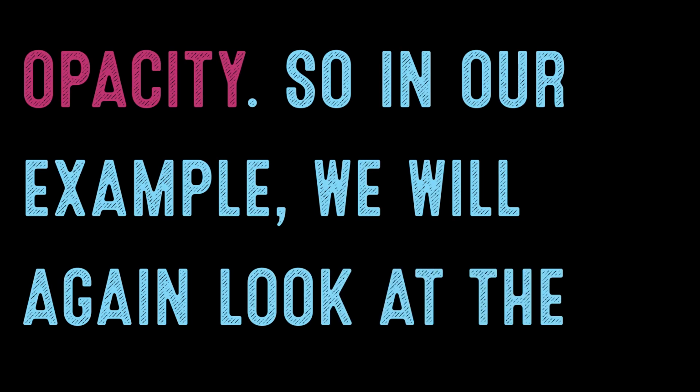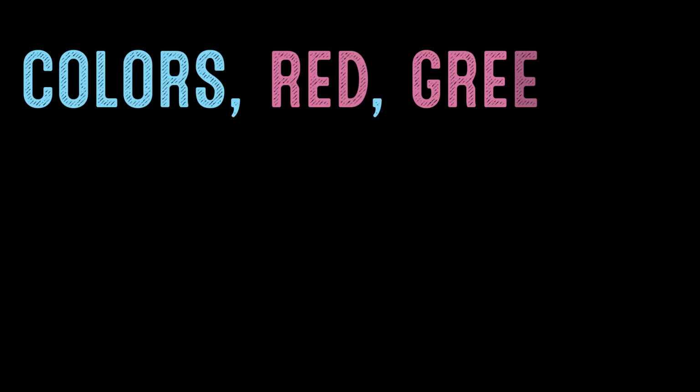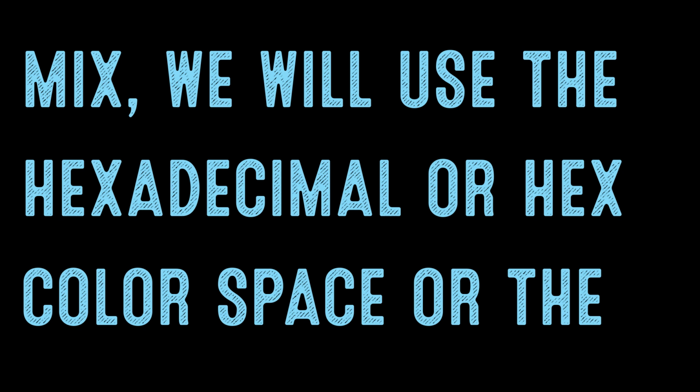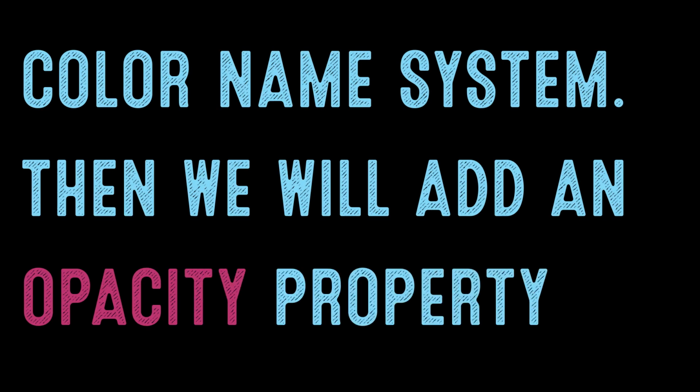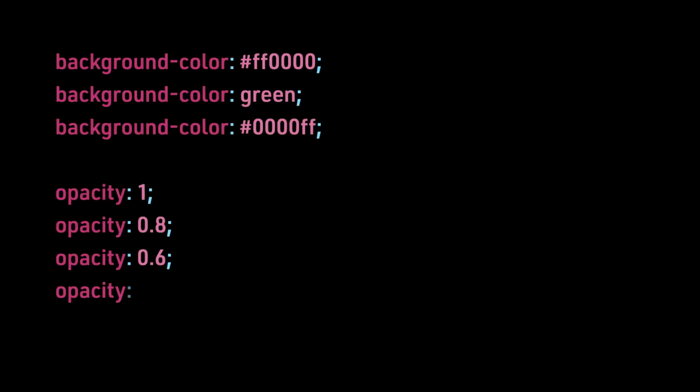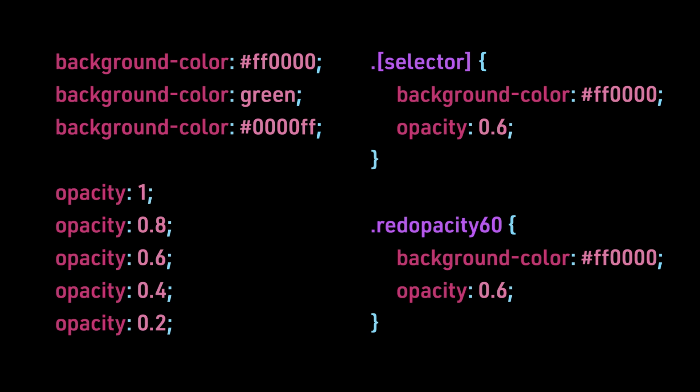So in our example, we will again look at the colors red, green, and blue. Instead of using the RGB color mix, we will use the hexadecimal or hex color space or the color name system. Then we will add an opacity property and set it to the following values: 1, 0.8, 0.6, 0.4, and 0.2. Let's take a look at the CSS.